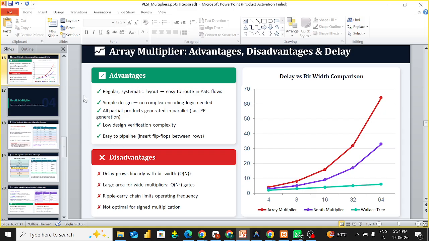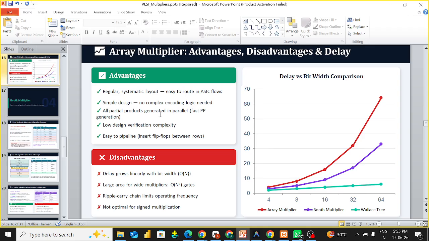Okay, so just think how these advantage points have come. Now we just learned, right? They are rectangular in shape, so that's why they are called a regular and symmetric layout. And simple design means it uses the form of an array, right? And there will be no complex encoding logic needed. So that is why it's called a simple design.